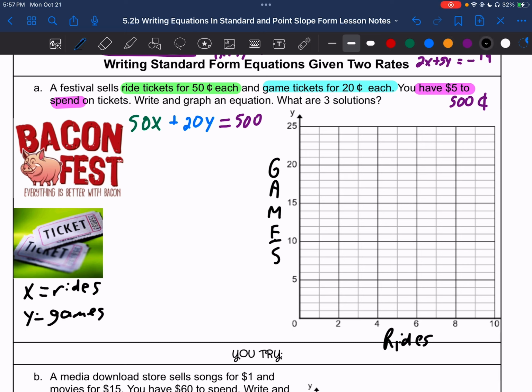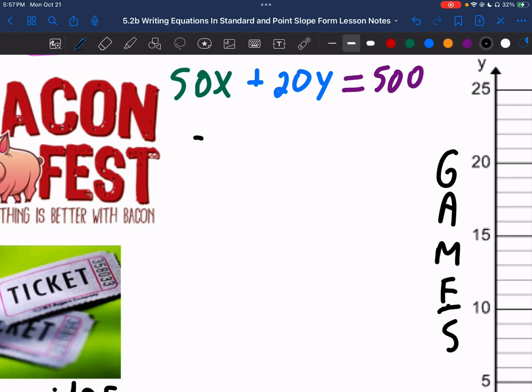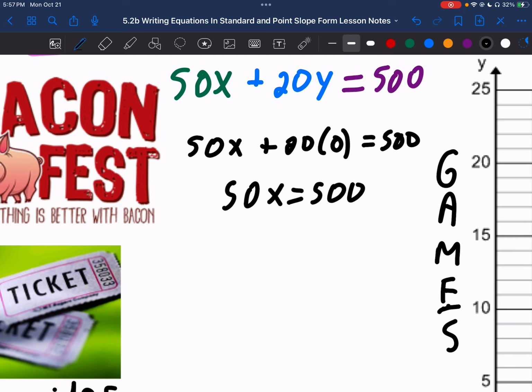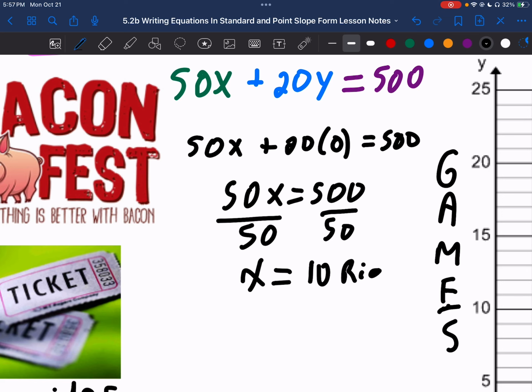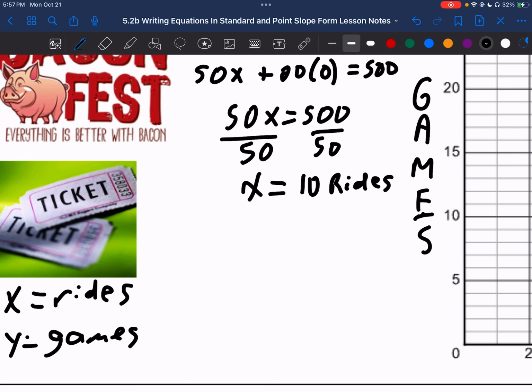Now, if I want to graph this, as we did in the last section when we were graphing using intercepts, I need to find my intercepts. So we have 50x plus 20 times 0 is equal to 500. So 50x equals 500, divide by 50, x is going to equal 10. And what is 10? 10 represents rides. So 10 rides. If we played 0 games, we could do 10 rides.